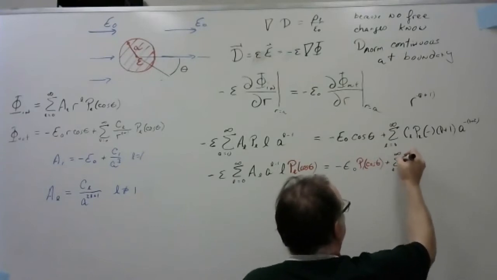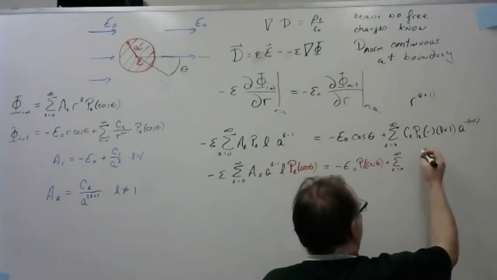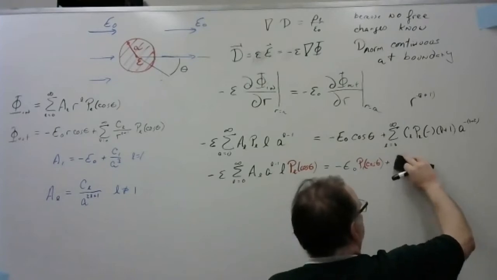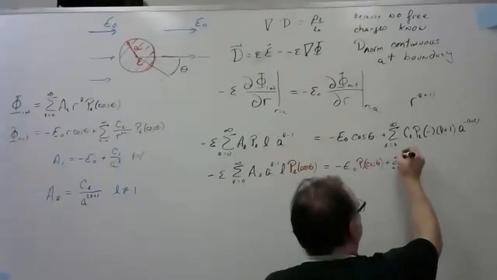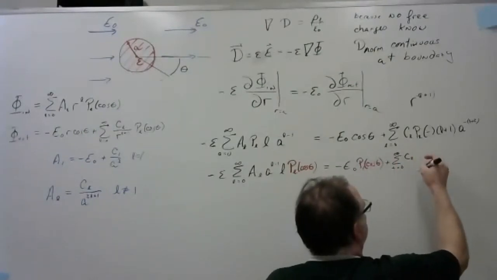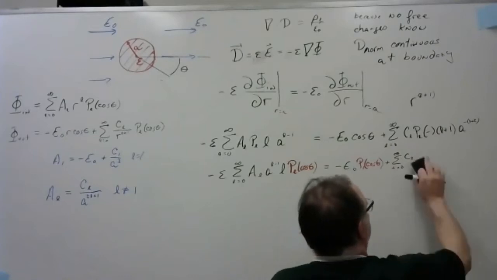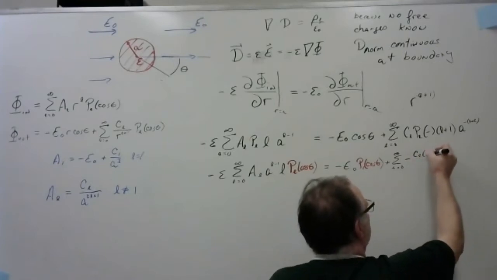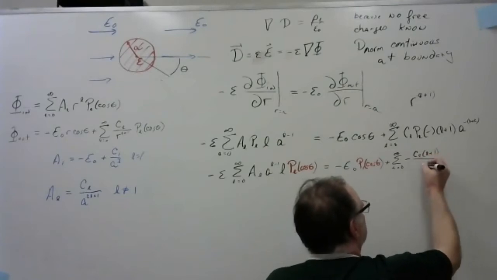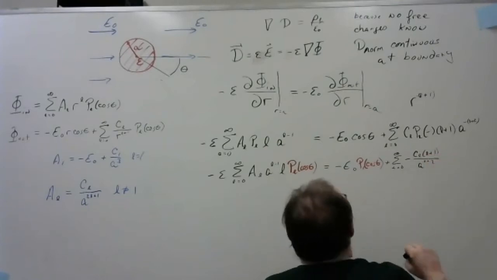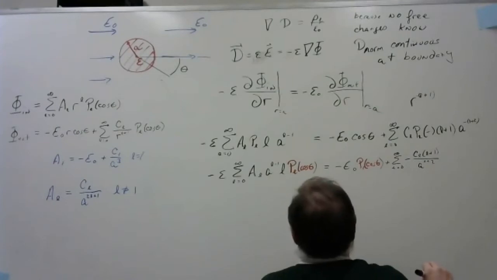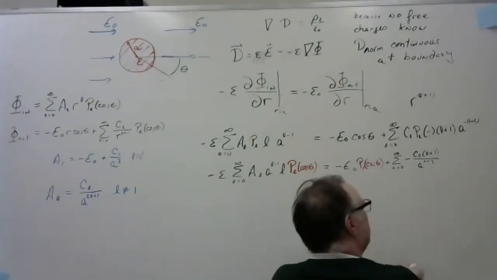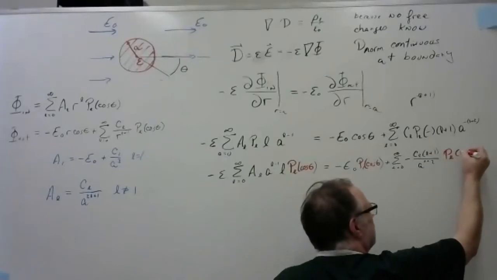Sum L equals 0 to infinity of CL. So minus sum L equals 0 to infinity of negative CL times L plus 1 over A to the L plus 2, and then this is multiplied by my PL cos theta.